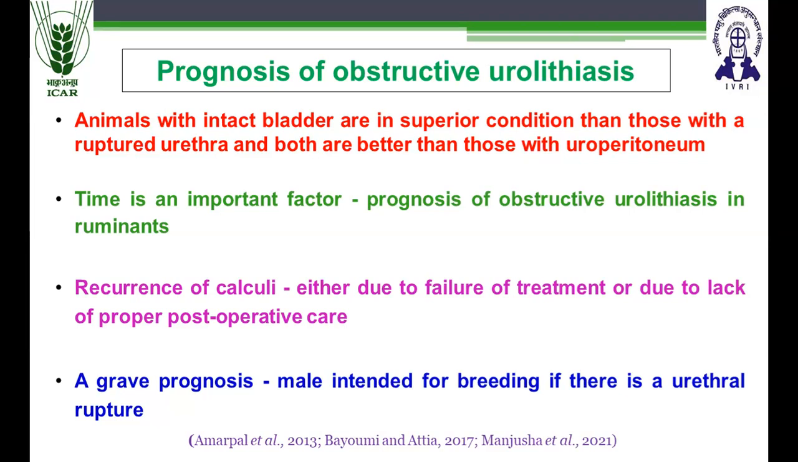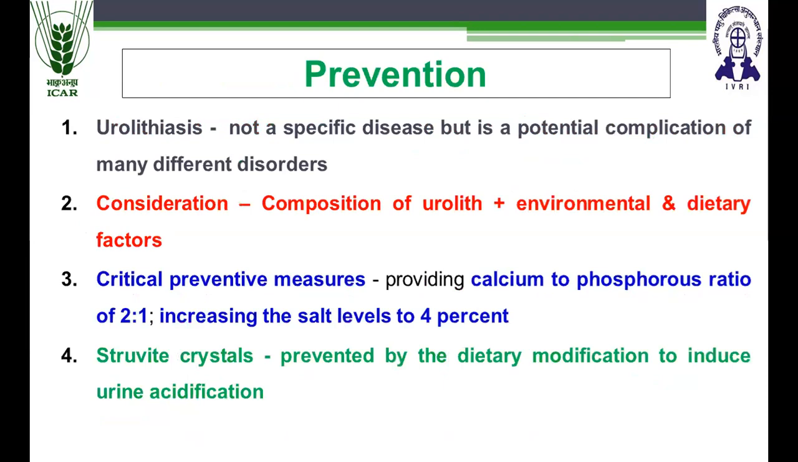Now, the most important aspect of obstructive urolithiasis is prevention. Urolithiasis is not a specific disease, but it is a potential complication of many different disorders. I already told it has a complex and multifactorial etiology. So while considering prevention, we have to consider the composition of the urolith. These are all the minerals that are involved, the environmental as well as the dietary factors.